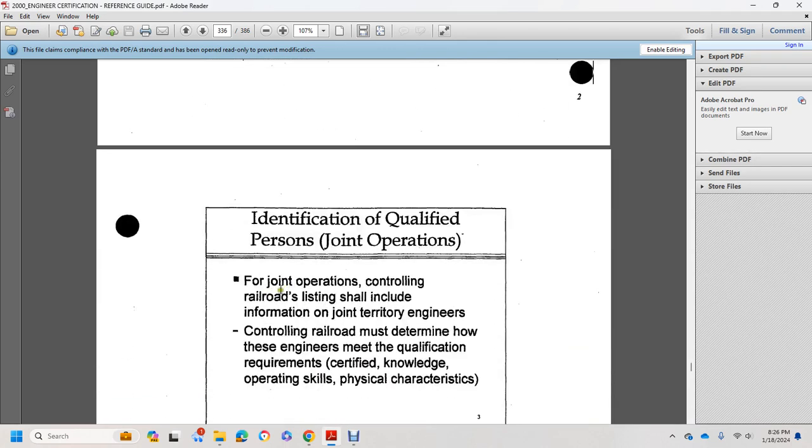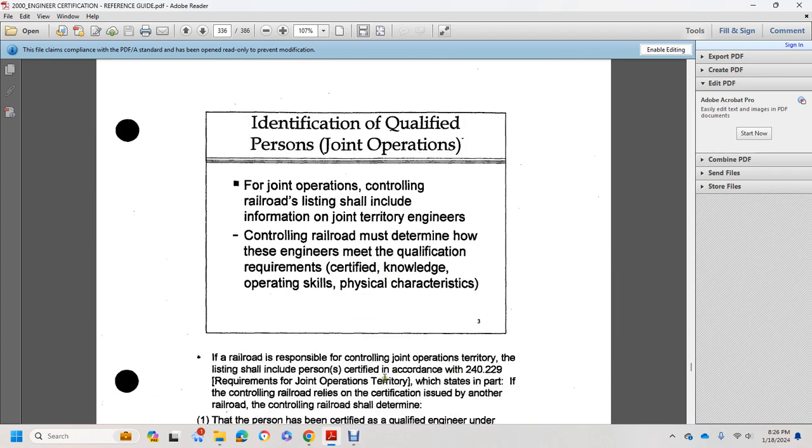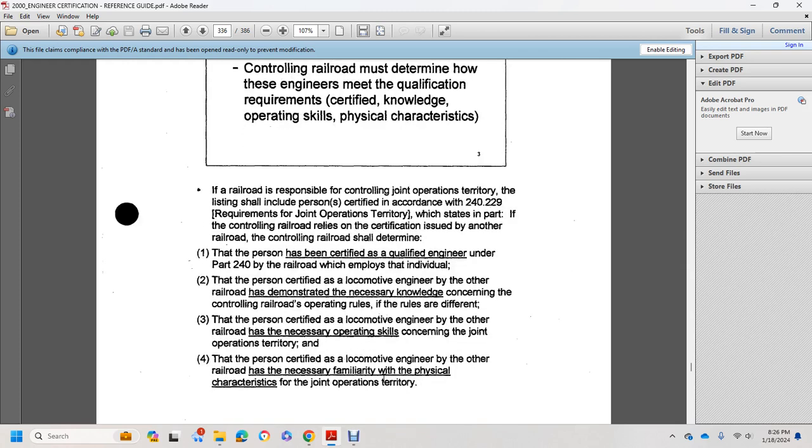Identification of qualified personnel in joint operation: the railroad controlling the joint operation must include in its listing the engineers who operate in the joint territory. It must determine how these engineers meet the qualification requirements: certified knowledge, operating skill, and physical characteristics. The listing shall include persons certified in accordance with the 240.229 requirements of the joint operation territory.